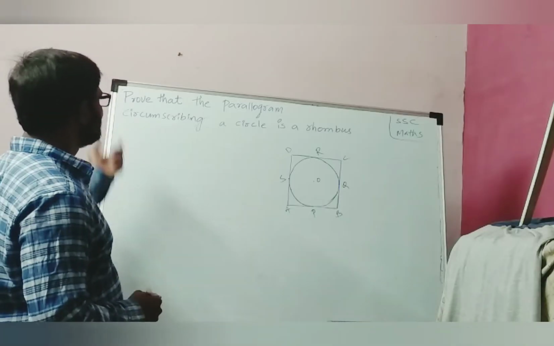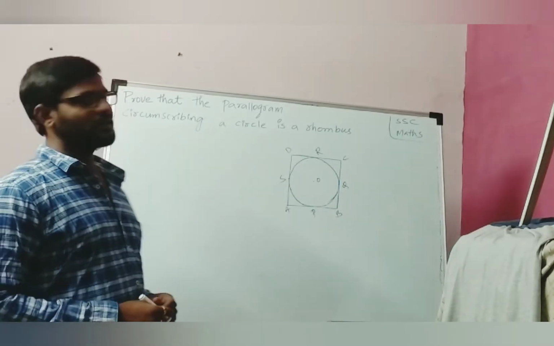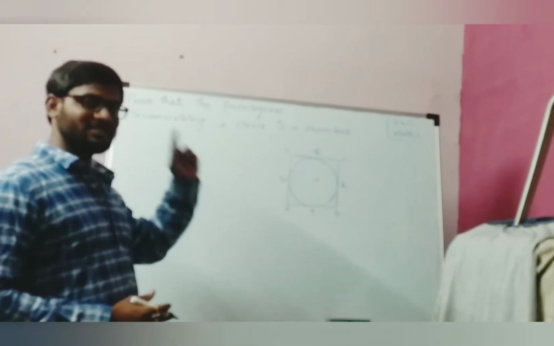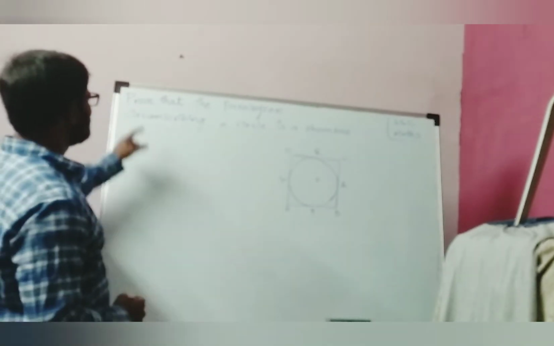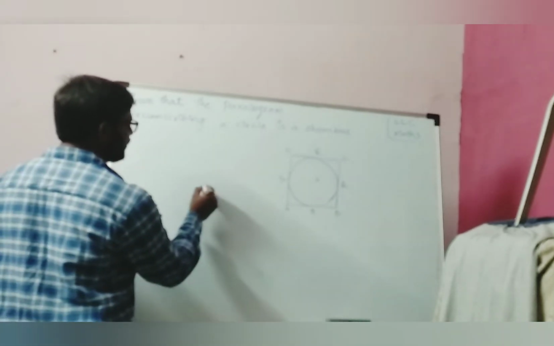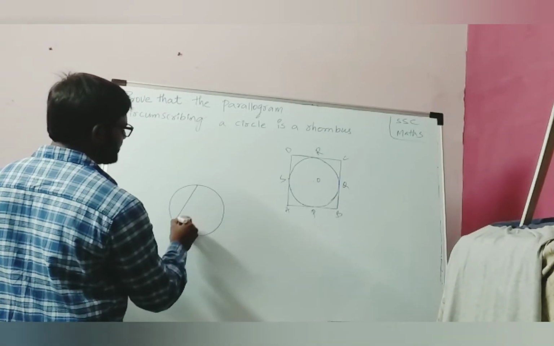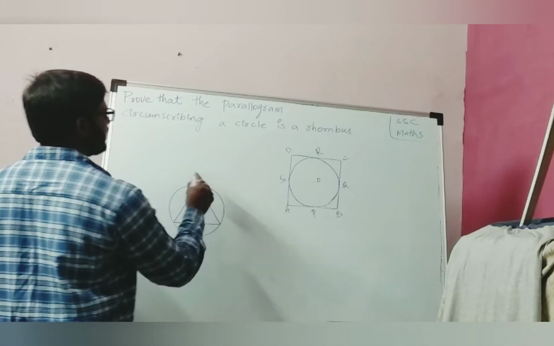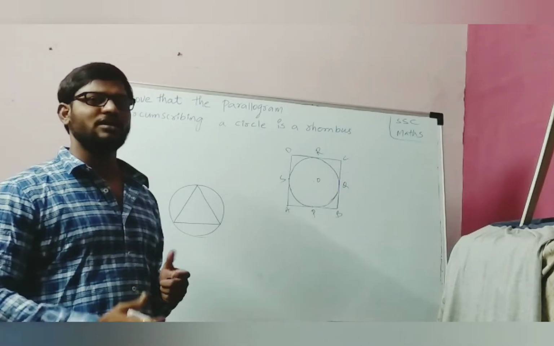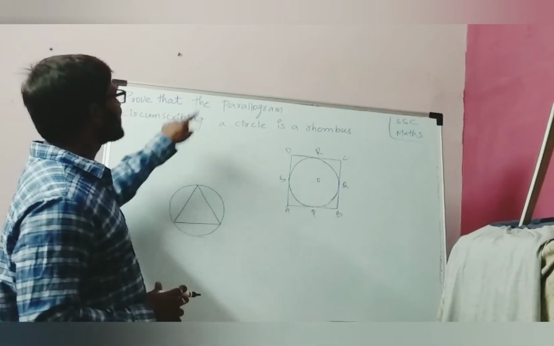Next question: prove that a parallelogram circumscribing a circle is a rhombus. The parallelogram circumscribing the circle is a rhombus; we have to prove this parallelogram is a rhombus. First, what is meant by circumscribing? We know about the circumcircle. A circumcircle means the circle passes through the vertices of a triangle or the vertices of a polygon. The circle which passes through the vertices of a polygon is nothing but the circumcircle. Here, a polygon circumscribing a circle.